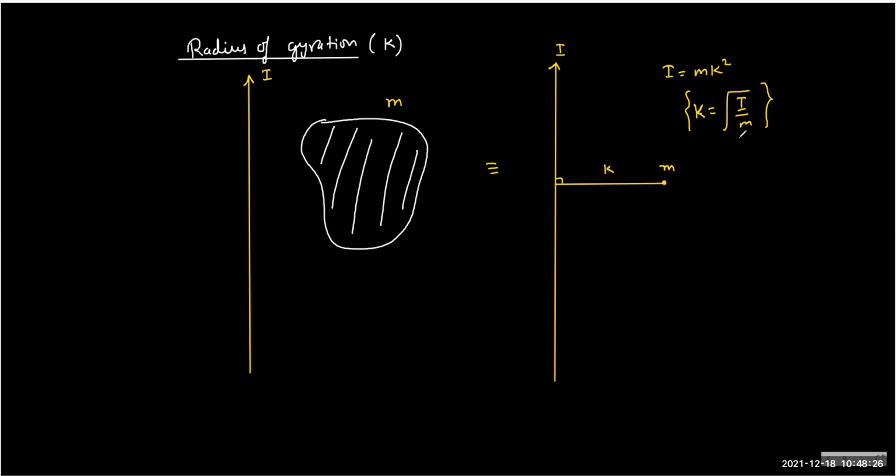Okay. So let's do it for some common bodies, and in fact, you should remember this. So if I give you a ring, and this is the axis, and the radius is r. I hope you know the answer. What is I? I equals MR square.